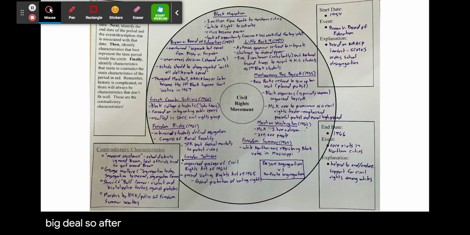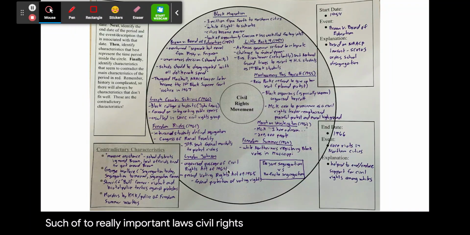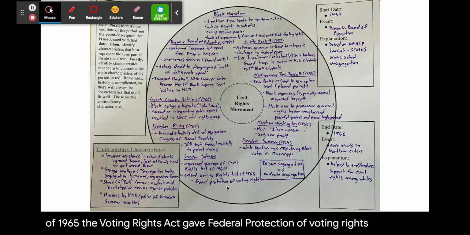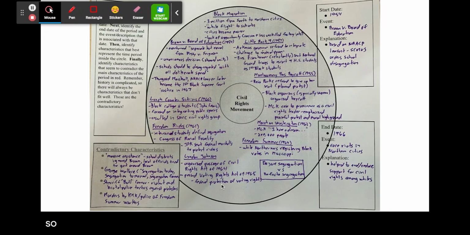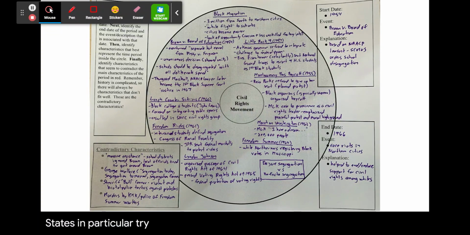So after Kennedy's assassination, Lyndon Johnson became president, and he helped to organize passage of two really important laws: the Civil Rights Act of 1964 and the Voting Rights Act of 1965. The Voting Rights Act gave federal protection of voting rights to people. It outlawed all the ways that Southern states in particular tried to deny the right to vote to African Americans.